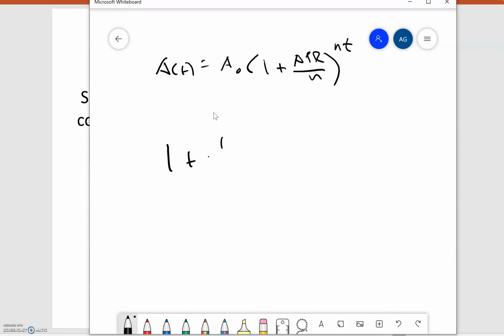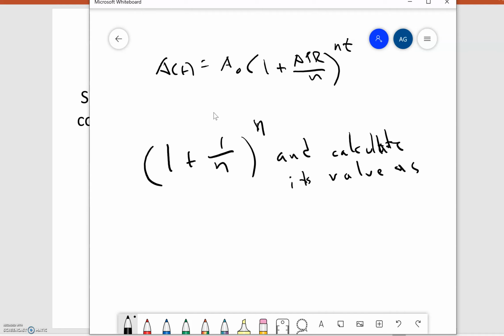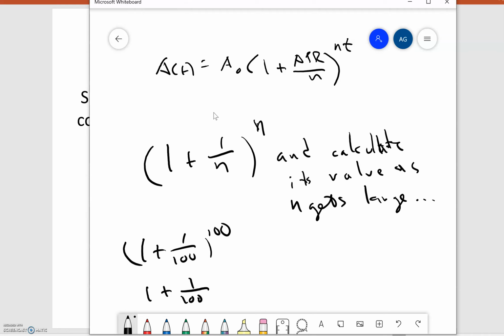So if you take this expression, 1 plus 1 over n to the n, and calculate its value as n gets large. So in other words, what would 1 plus 1 over 100 to the 100 be? Or what would 1 plus 1 over 1,000 to the 1,000 be?